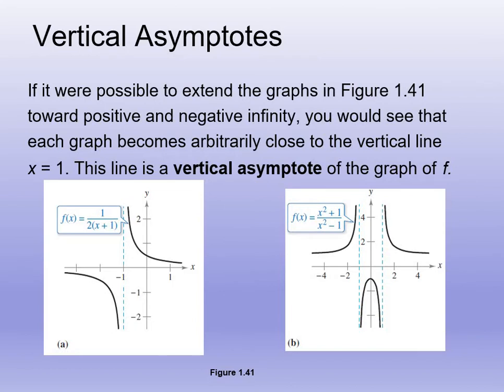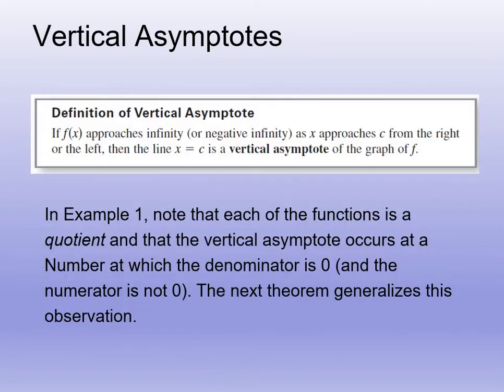So as we approach -1 from the left, it goes to positive infinity. As we approach -1 from the right, it goes to negative infinity. So we can conclude we're going to get a vertical asymptote there. And then on the other point, as we approach 1 from the left, it goes to negative infinity. As we approach 1 from the right, okay, we're going to go to positive infinity. So we can see that the end behavior, one's going to negative infinity, one's going to positive infinity, so we're going to have a vertical asymptote there.